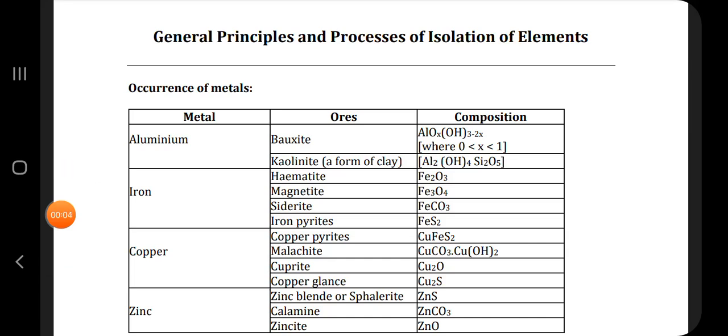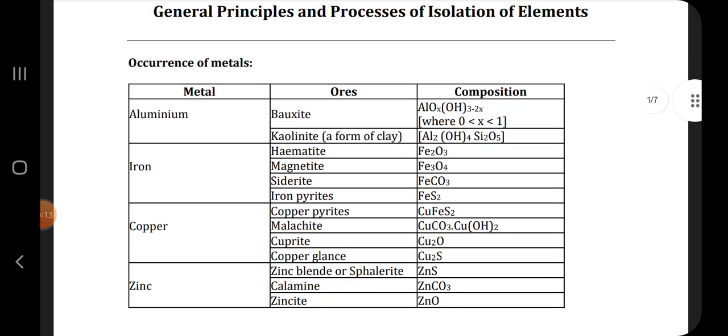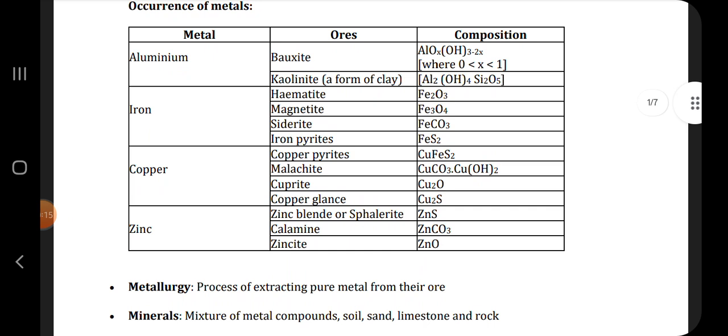In this video lecture, we will cover a new chapter of chemistry, that is, general principles and processes of isolation of elements. So these are the metals. Aluminium is extracted from the ore bauxite, and its composition is this. Iron is extracted from hematite, magnetite, siderite. Many ores are there. So these are the metals, and these are their ores, and this is their composition.